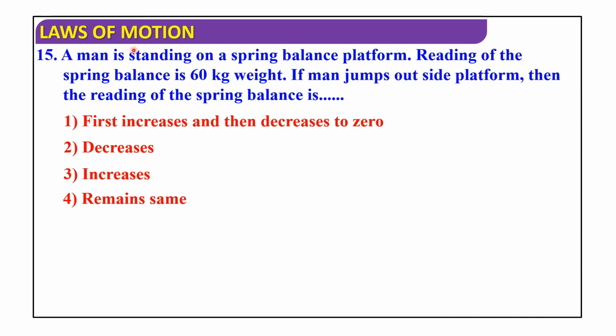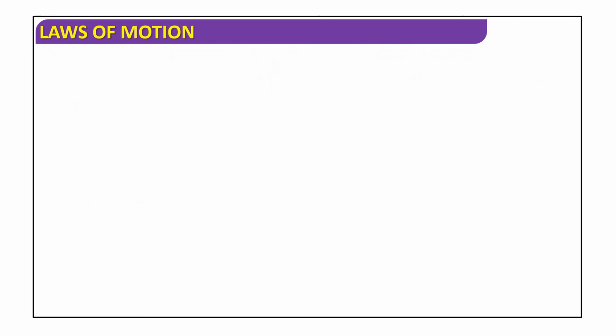Here, a man is standing on the spring balance platform. The reading of the spring balance is 60 kg weight. If the man jumps outside the platform, then the reading of the spring balance first increases and then decreases to 0.